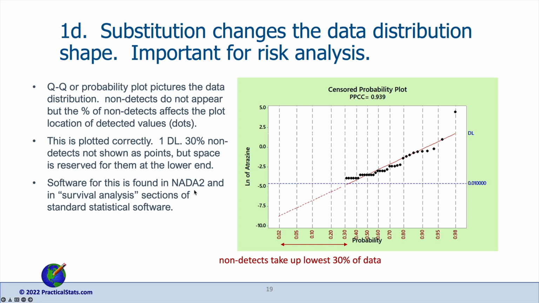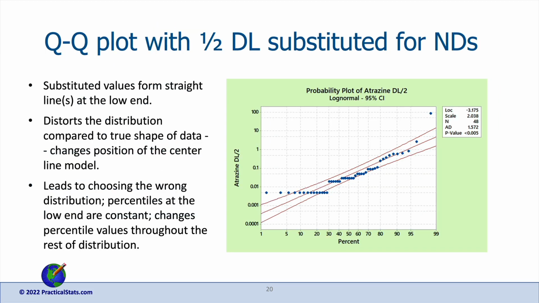And you can find these in NADA2, but you can also find these kinds of things in some of the other tests that I'll talk about in May, in survival analysis sections of standard statistical software. So that's the way it should be done. The way it's often done is to stick in a half the detection limit. You just put in a flat line here. That totally destroys the evaluation of whether this middle line, the model, is a good fit for the data. And it also alters the percentiles that these data are plotted at.